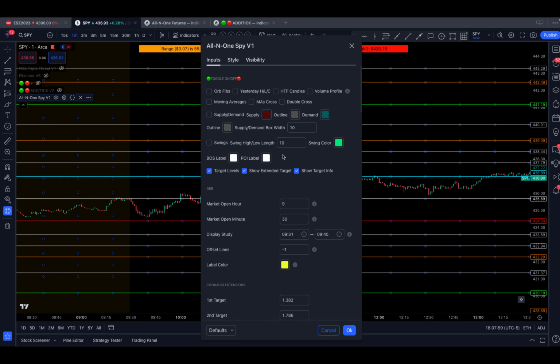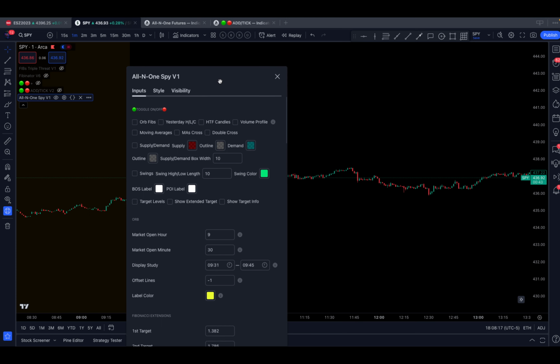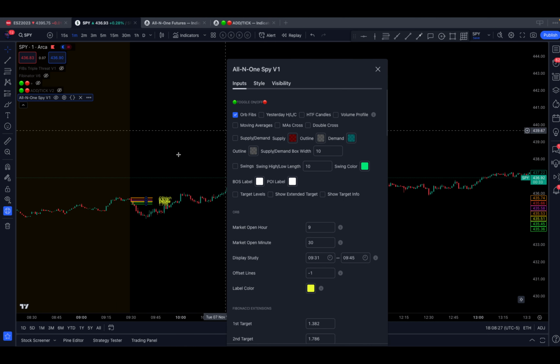Compared to Jimmy's lines, I don't know how he does it, it's amazing, but his are a lot more accurate than these lines. But these lines do give you something if for some reason Jimmy's not around and he can't plot his lines. Same thing with the ORB fibs. It's the same as I described earlier, except it's preset for the 9:30 time frame, which is SPY. Same thing with the yesterday high, low, close. Higher time frame candles are also the same.